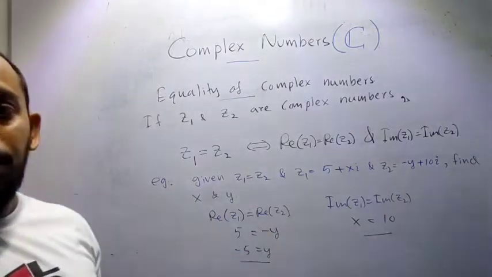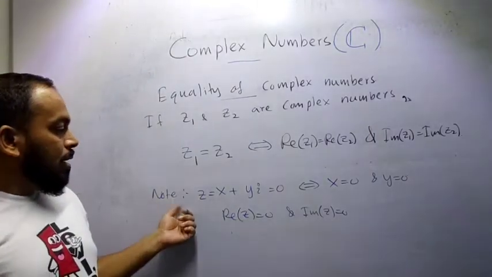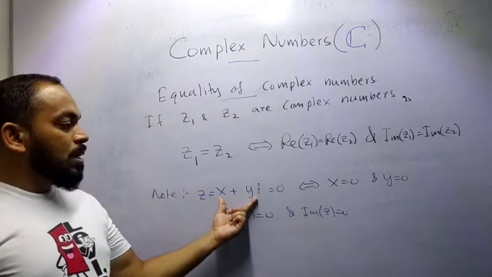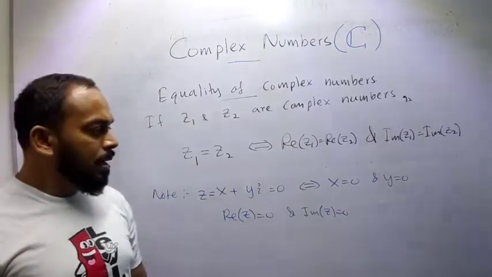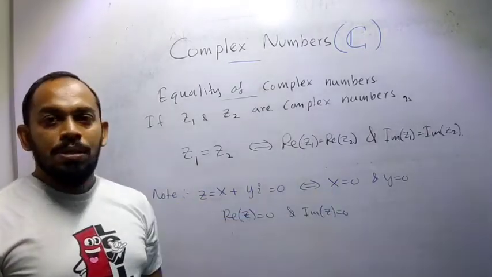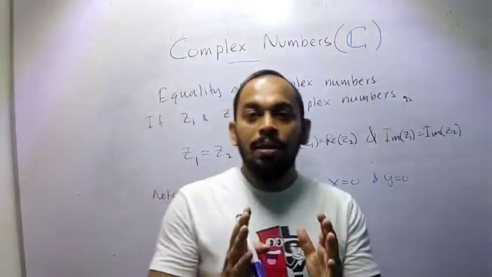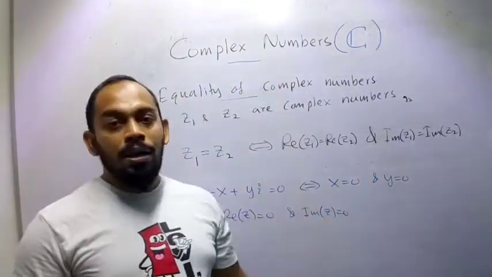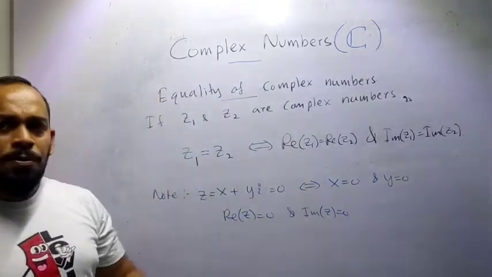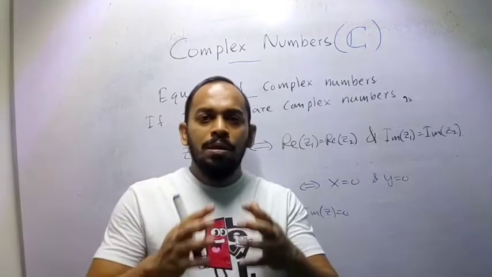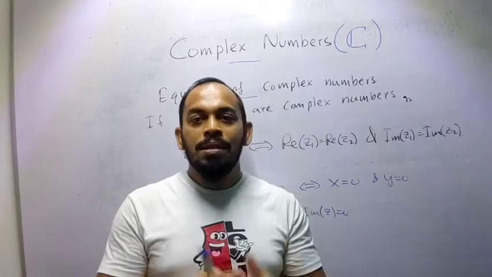Let's see how we use equality with respect to complex numbers. It's very easy stuff. An important result follows: if c equals x plus yi, and this complex number is equal to 0, what does that imply? It implies that x is equal to 0 and y is equal to 0. Only if and only if x is equal to 0 and y is equal to 0, then the complex number is 0. So we know how to represent nothingness in the complex scale. Nothingness in the complex scale is just 0, right?